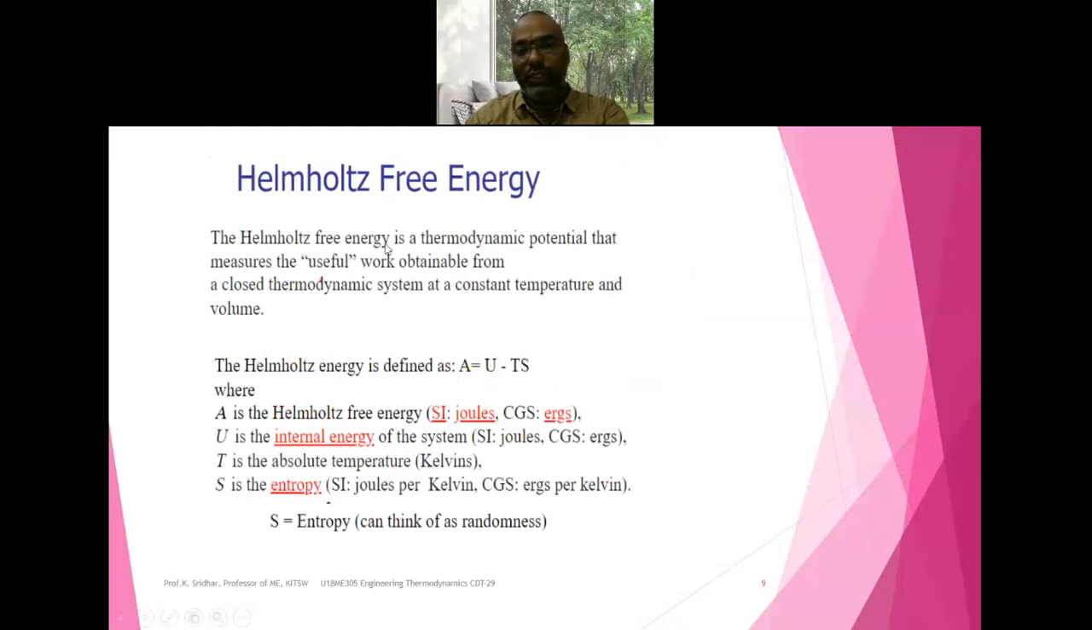So next one is the Helmholtz function. The Helmholtz function is represented here as A, and in some textbooks it is taken as F. Whatever that may be, here A is equivalent to U minus Ts. What is the difference between the Gibbs and Helmholtz function? In the Gibbs function you have H minus Ts, and in the Helmholtz function H is replaced by U, that is U minus Ts. The Helmholtz function is also a free energy concept. Helmholtz free energy is a thermodynamic potential that measures the useful work obtainable from a closed thermodynamic system at a constant pressure and volume.